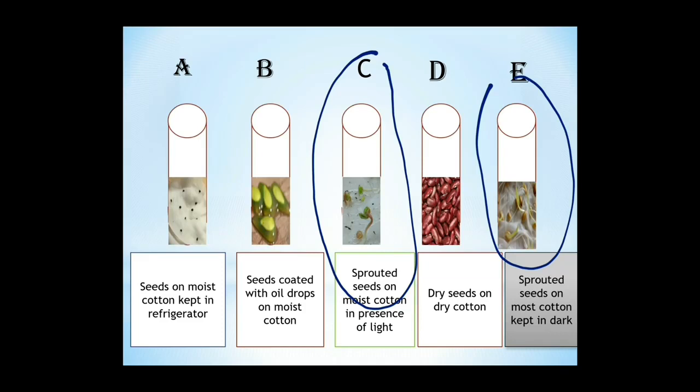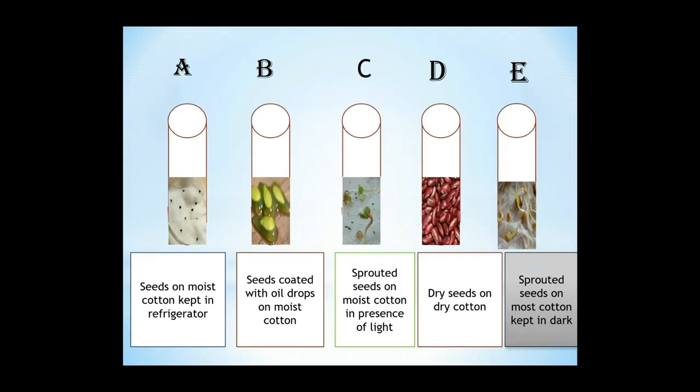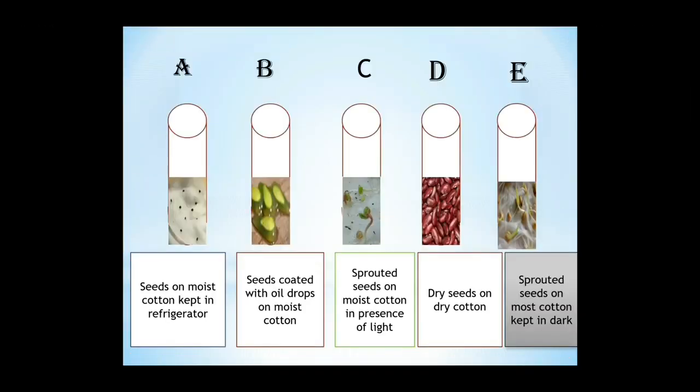So here, why are the seeds sprouted in test tube C and E? Because these seeds were provided with air, water and warmth. And now, why do you think the seeds did not germinate in other sets? Why did the seeds not germinate in A, B, D?